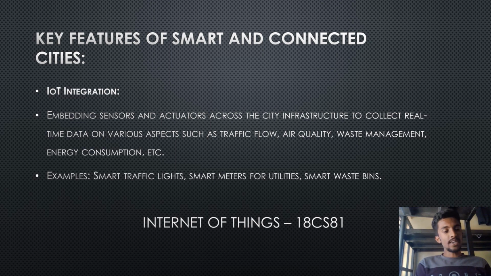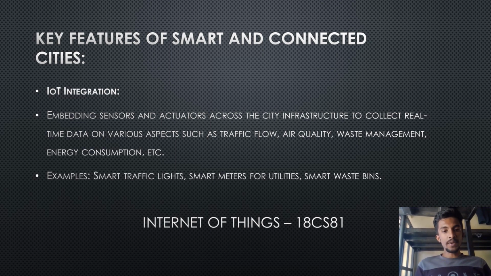So, smart traffic lights. These are traffic management systems that utilize sensors, cameras, and data analytics to optimize traffic flow, reduce congestion, and enhance safety on roads. They can adjust signal timings dynamically based on real-time traffic conditions, prioritize certain vehicles, for example emergency vehicles and public transport, and detect traffic violations. So this is smart traffic lights.